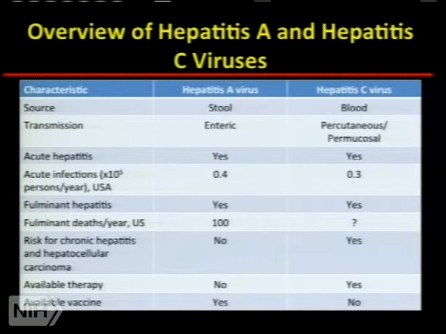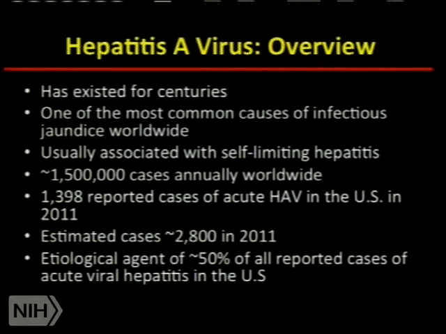So hepatitis A is actually an ancient virus. It's existed for centuries, and there have been references to epidemics of jaundice dating back to the 7th, 8th centuries, and in fact, maybe even earlier in some of the Chinese literature. It's still an important cause of infectious jaundice worldwide, but it's usually associated with a self-limiting hepatitis.